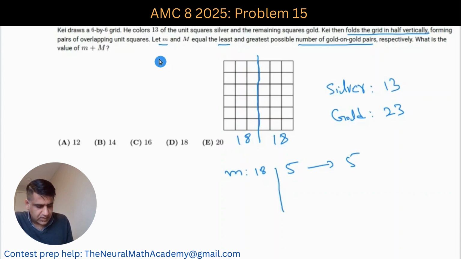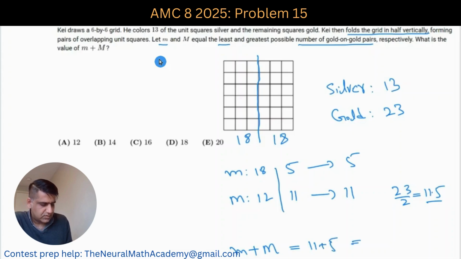But for the capital M, we want to maximize the overlap. So for that, we can divide this number by 2, that is 11.5. So then we can have 12 and 11, and then the overlap will be 11. Then the sum of small m plus capital M is 11 plus 5, and that is 16. So the answer is C.